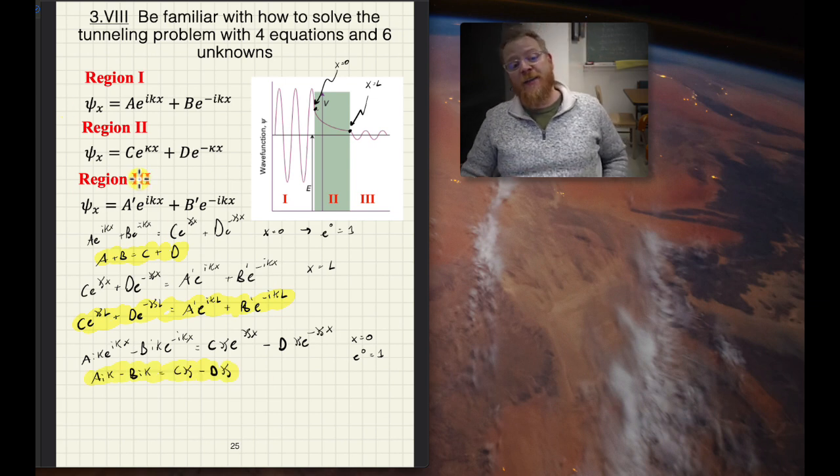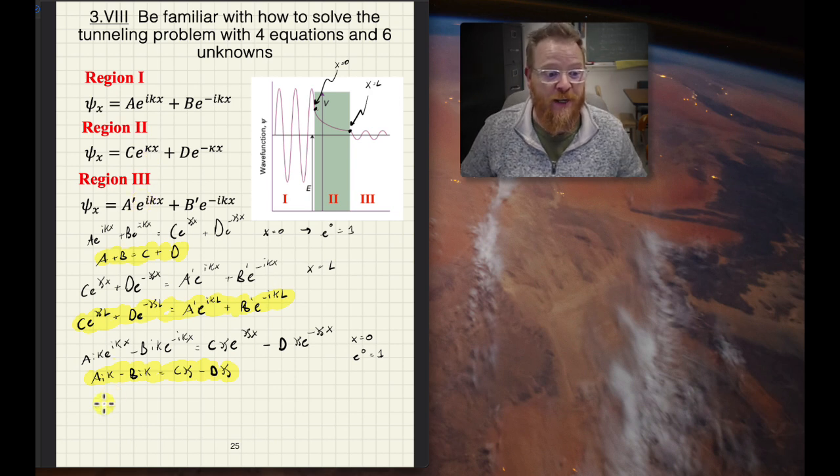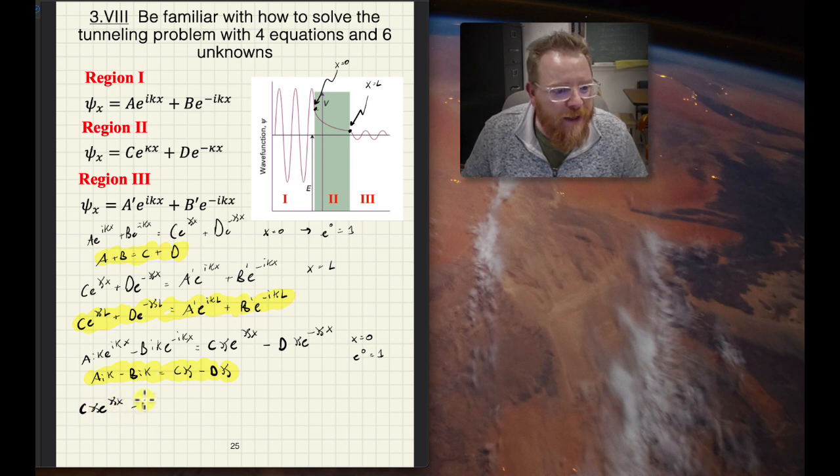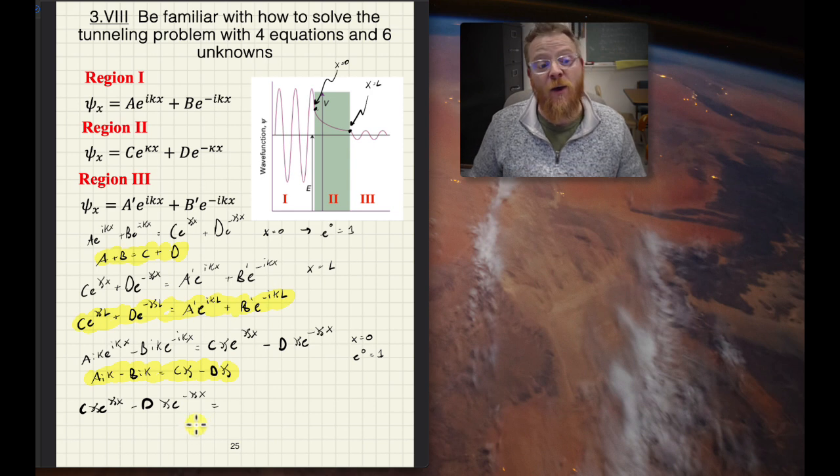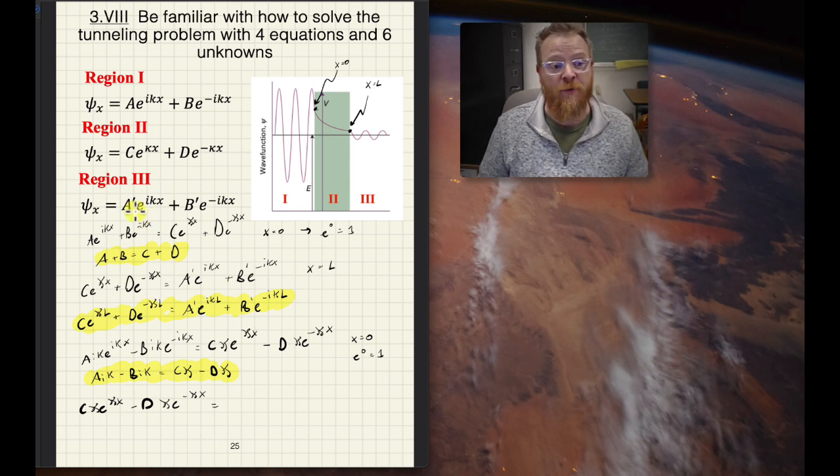And now, as you might guess, for our fourth equation, we're going to set the derivatives of region 2 and region 3 equal to each other and plug in our boundary condition. So we already got the derivative for region 2 right there. We can just copy that over. So that was C kappa e^(kappa x) minus D kappa e^(negative kappa x). And that all equals the derivative of region 3.